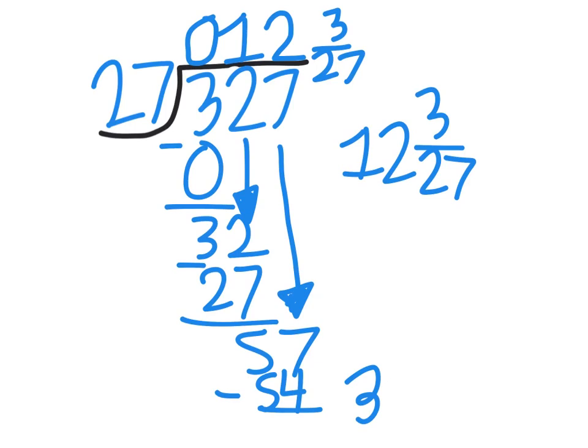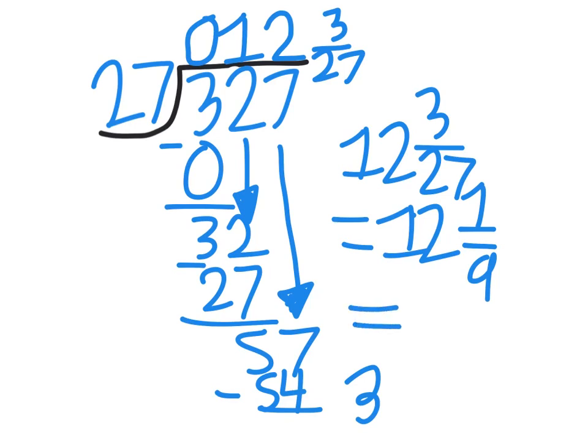However, we can simplify that because 27 over 3 is 9. So that means that 3 over 27 is also 1/9. And if we wanted to have an improper fraction instead of a mixed number, we can multiply the 12 by the 9 and get 108, add 1 to get 109. So we can write an equivalent improper fraction of 109 over 9, and that is our final answer.